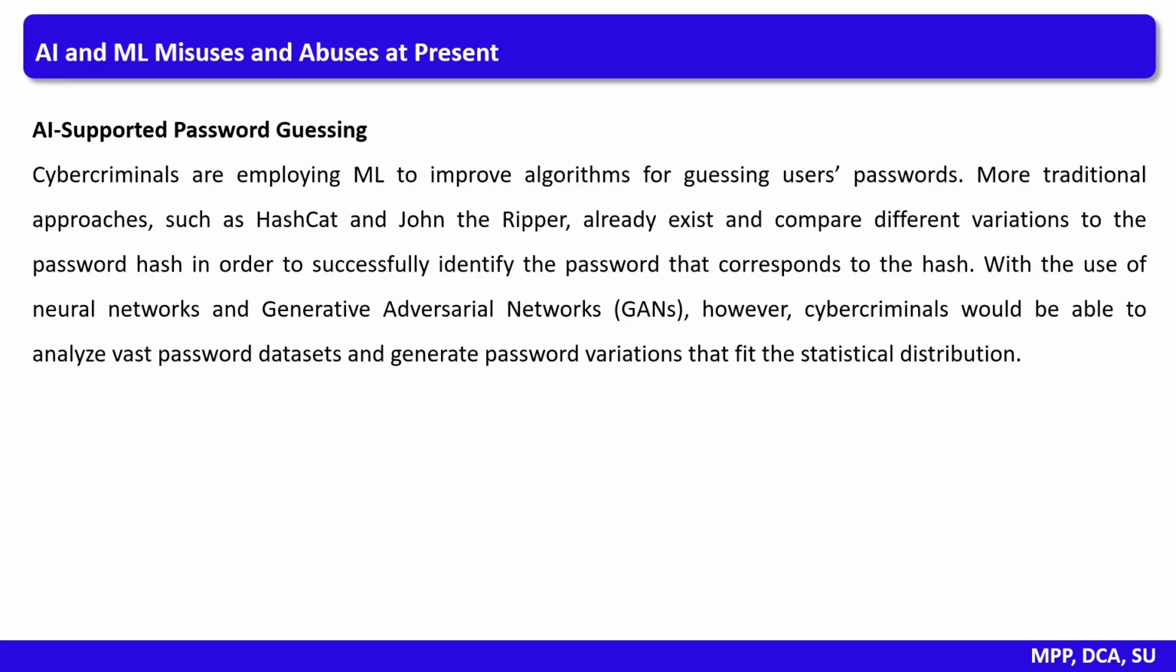The next example is AI supported password guessing. Cybercriminals are now employing machine learning to improve algorithms for guessing users' passwords. With the use of neural networks and generative adversarial networks, cybercriminals are now able to analyze vast password datasets and generate password variations that fit the statistical distributions.